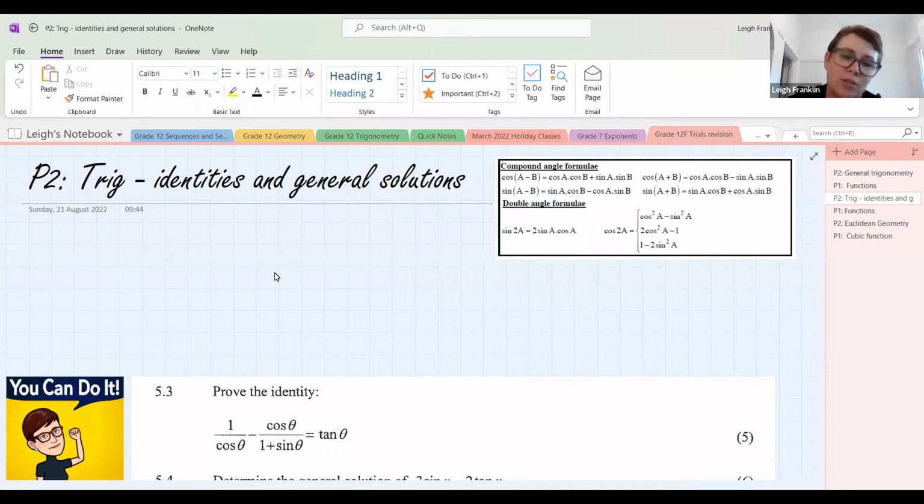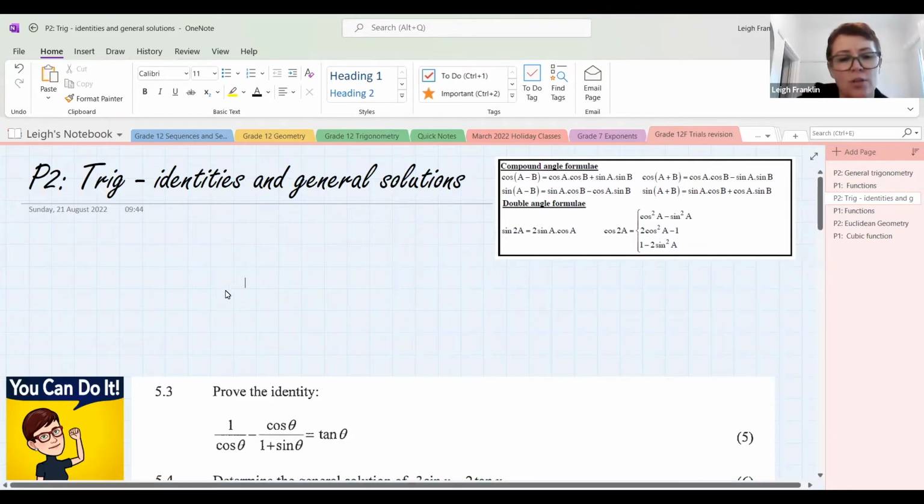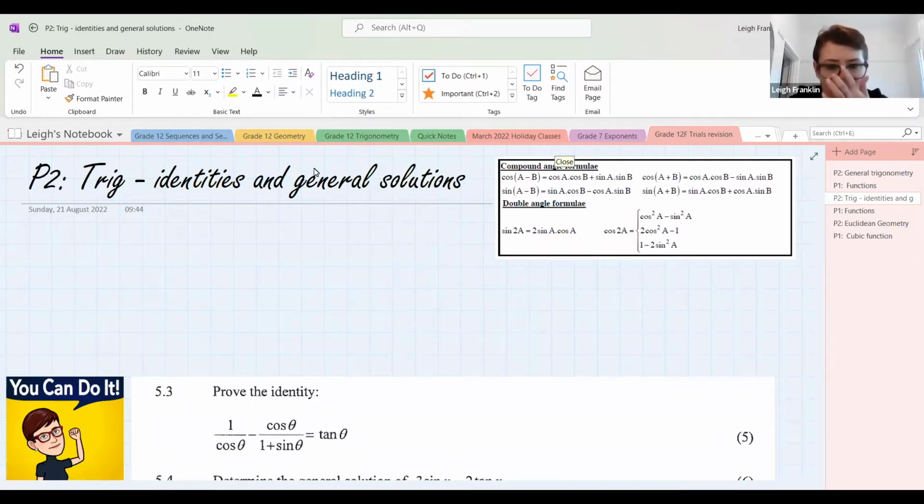What I decided to do was do a mixture of paper one and paper two work. So trigonometry is a really, really big part of paper two. Last time we focused on general trig and we were practicing our reduction formulae and ratios in terms of a letter and that kind of stuff. So today we're going to talk a bit about identities and about general solutions, because we know that these are the sorts of questions that always come up.